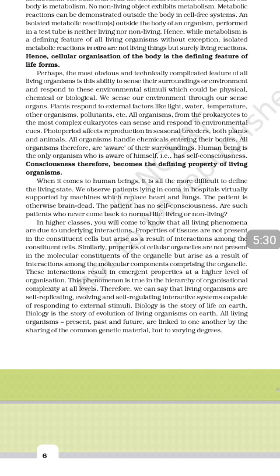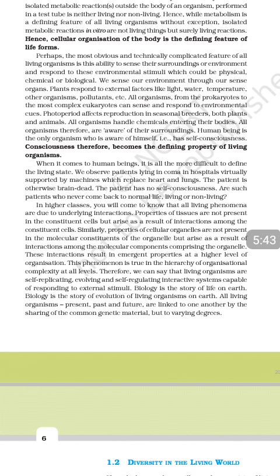Perhaps the most obvious and technically complicated feature of all living organisms is the ability to sense their surroundings or environment and respond to these environmental stimuli, which could be physical, chemical, or biological. We sense our environment through our sense organs. Plants respond to external factors like light, water, temperature, other organisms, pollutants, etc. All organisms, from the prokaryotes to the most complex eukaryotes, can sense and respond to environmental cues.